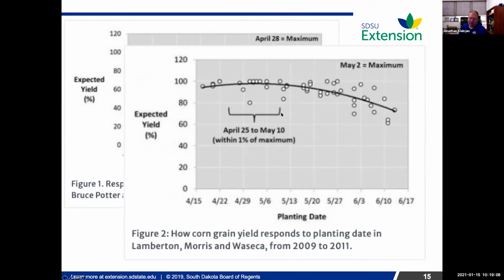I'd say that's a pretty good estimation of the optimal planting date for most of South Dakota. That's going to shift maybe 5 days as you go north and 5 days as you go south. So just a review of what our optimal planting date is. It's kind of how I decided to set up the planting dates in this study.